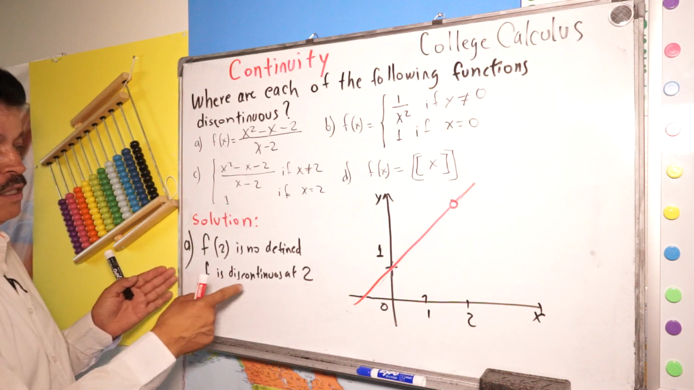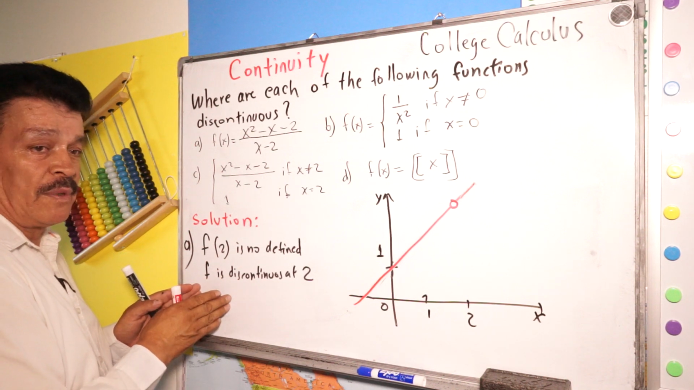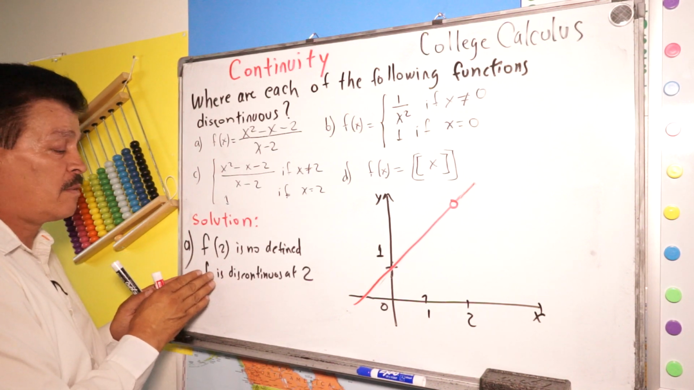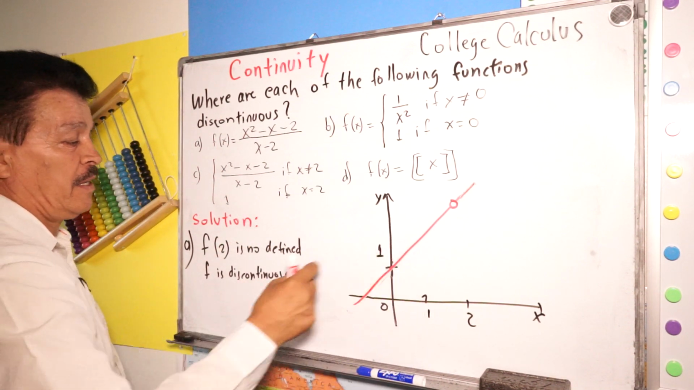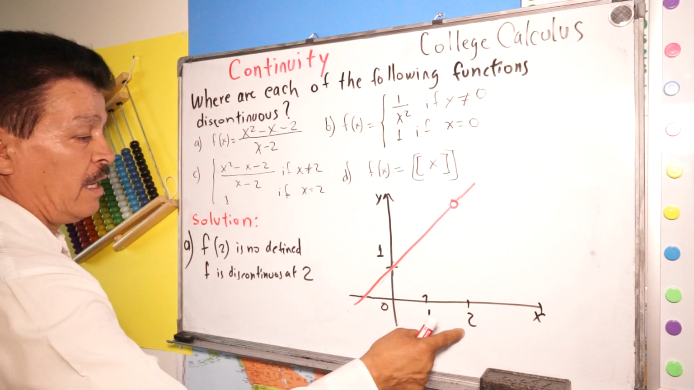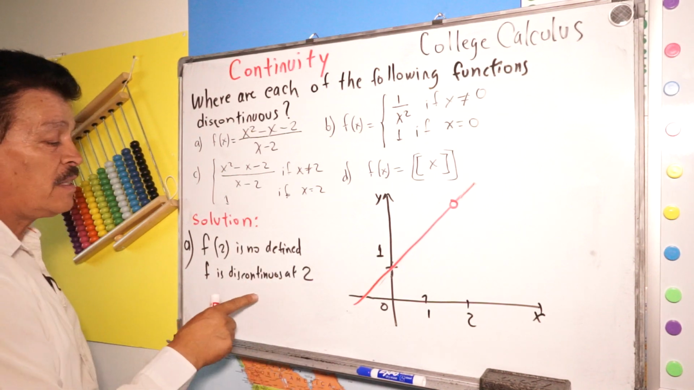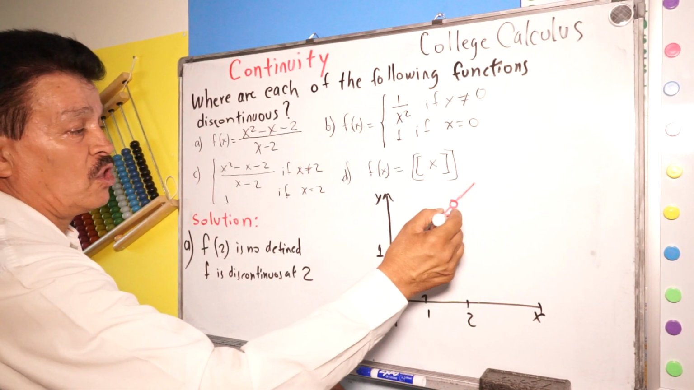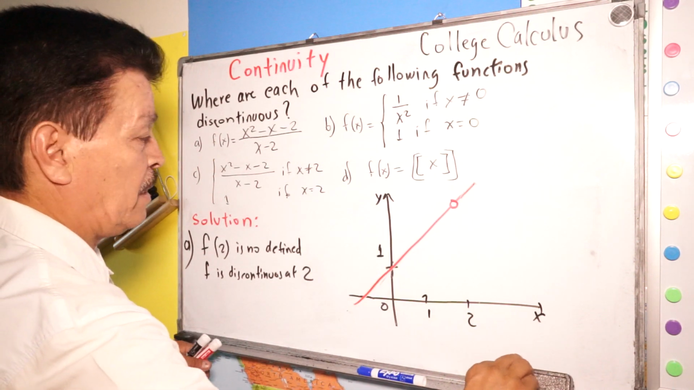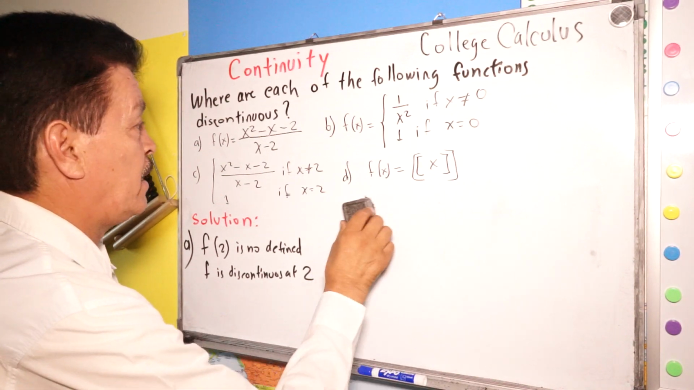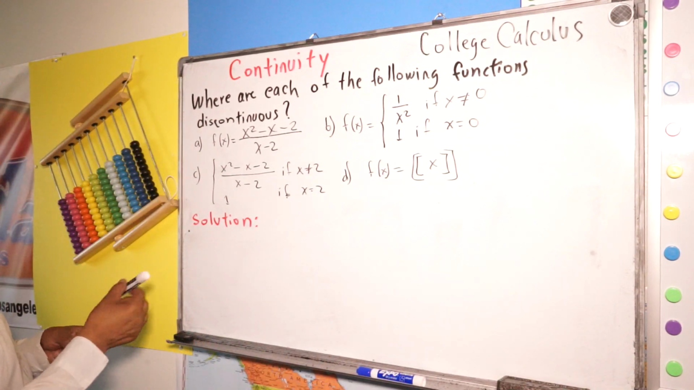This graph shows our concept, and what I mean is the picture you can see right here. f of 2 is not defined here. This is what I say. So f is discontinuous at 2. That's the first one. Let's see what happened in part B. So let's go to the solution of B.